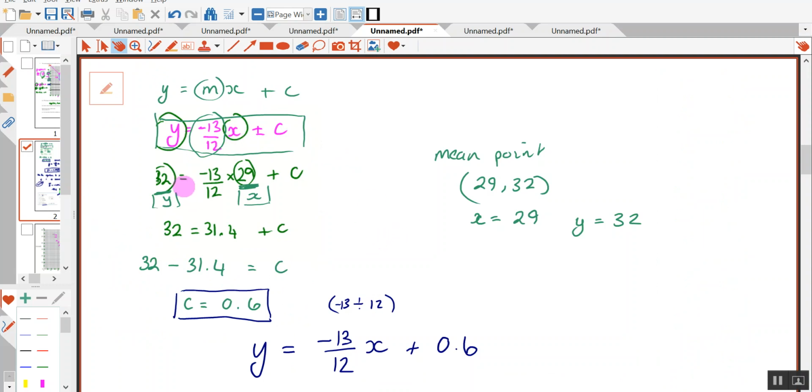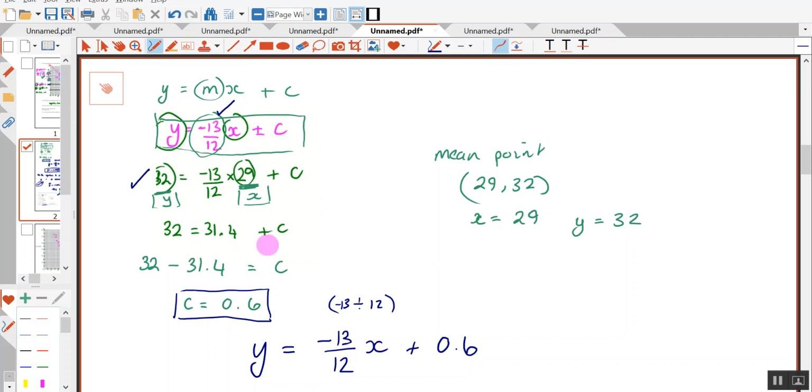What did I do next? Where did the 32 and 29 come from? The mean point. Am I happy enough, bearing in mind my points are a bit wrong, that it's 29 and 32, did I get them the right way round? Yeah? So I'm happy enough at that point. So this bit I'm good with. All right? What about the next thing?